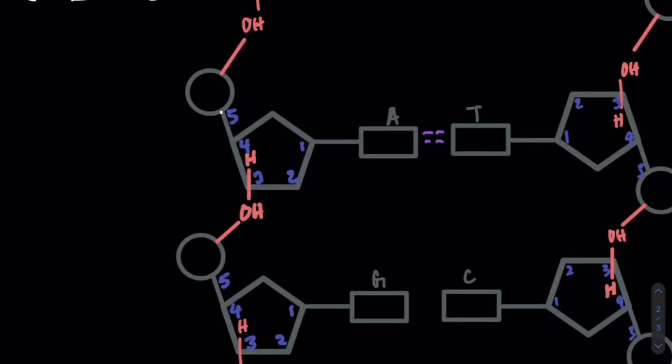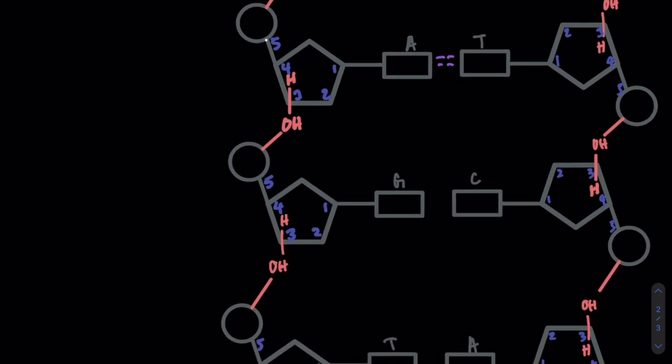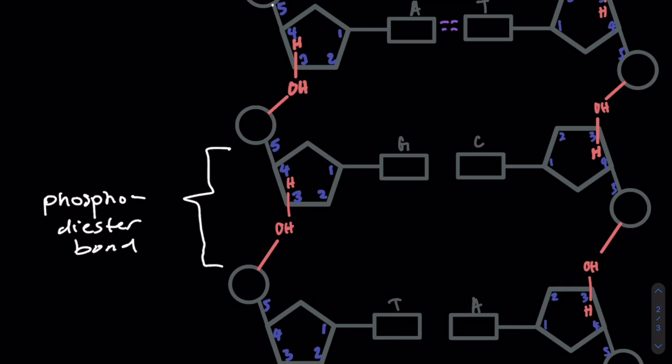So the phosphate group attached to the 5' carbon of the sugar of one nucleotide binds to the hydroxyl OH group attached to the 3' carbon of another nucleotide. And this results in a phosphodiester or a covalent bond between the two nucleotides and the formation of a water molecule. So a phosphodiester bond would be this. So it's between the 3' OH group and the 5' carbon phosphate group.